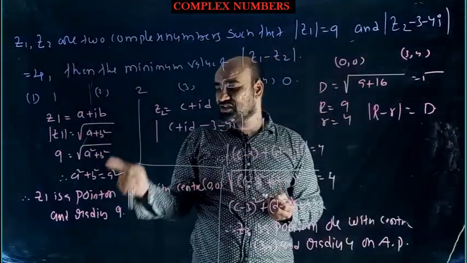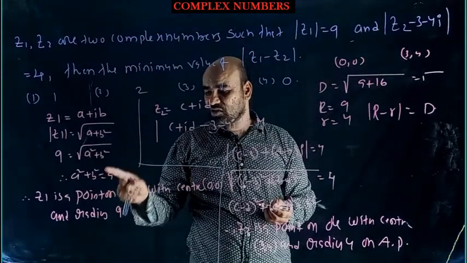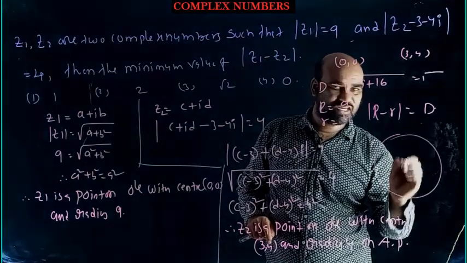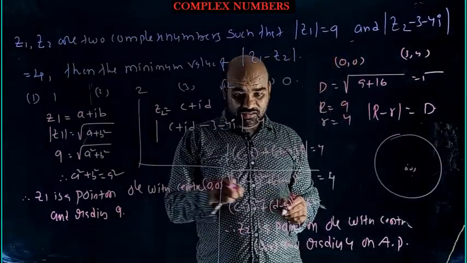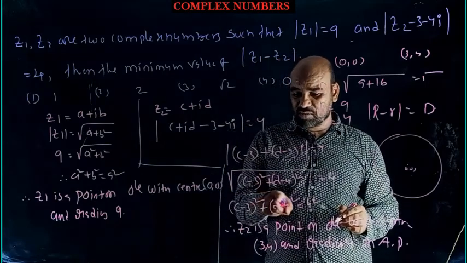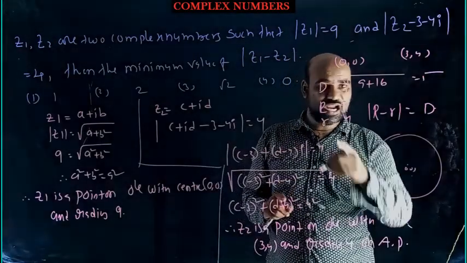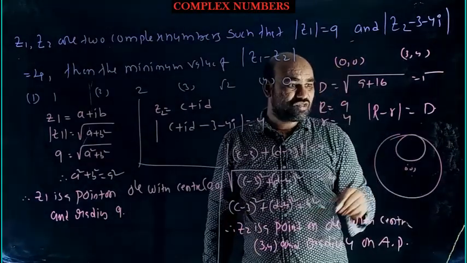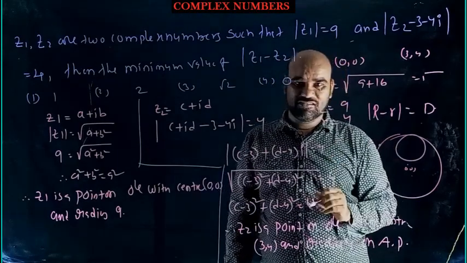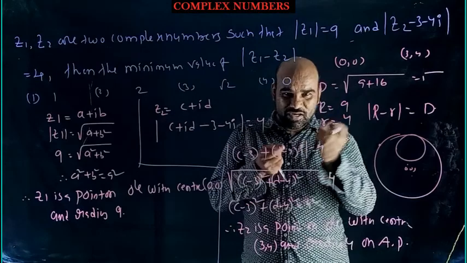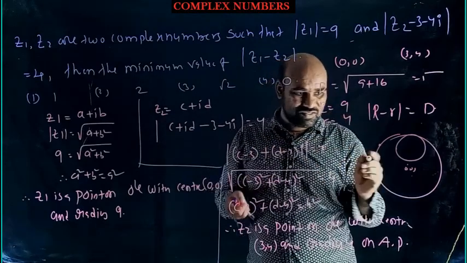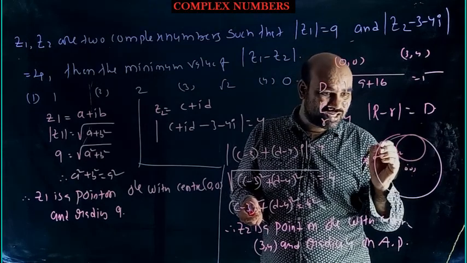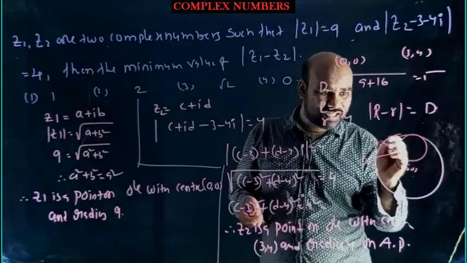Okay. Here Z1 stands for the circle with center (0, 0) and radius 9. Z2 represents another circle whose center is (3, 4) and radius is 4. And observe that they touch each other. Okay. Now Z1 is a point on this circle, Z2 is a point on this circle. We want to find the least distance between them. Here, for example, here Z1, here Z2, this is the distance between them.